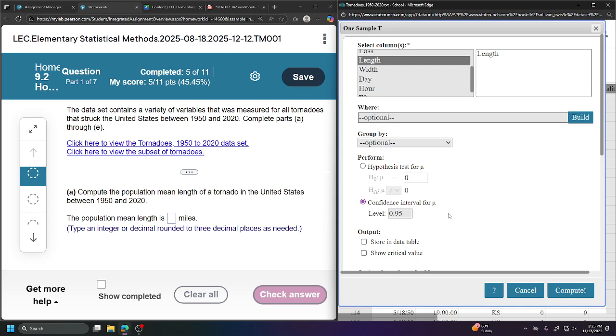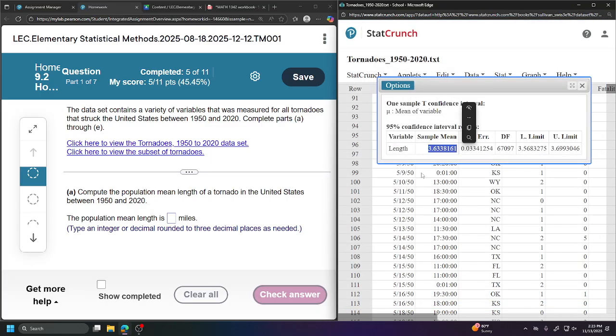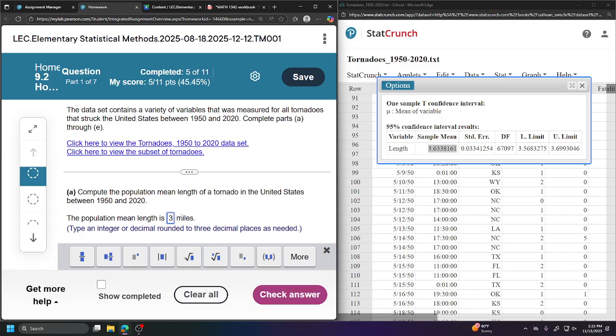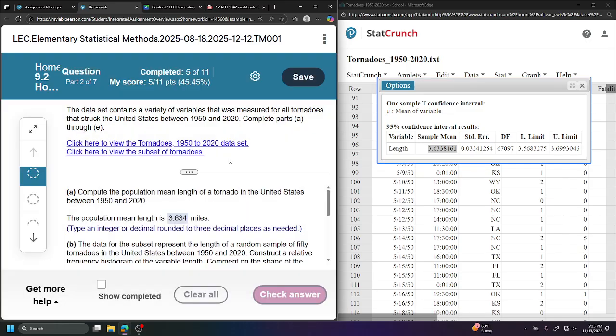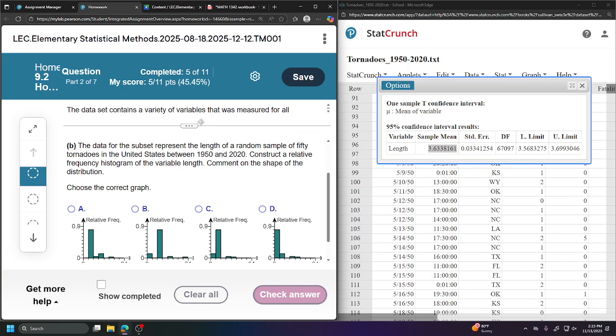All right, cool. Here we go. Compute. Let's see what we got. There's my mean. There's my average right there. Copy paste. 3.6. Okay, cool. There you go. Guess the tornadoes haven't changed.